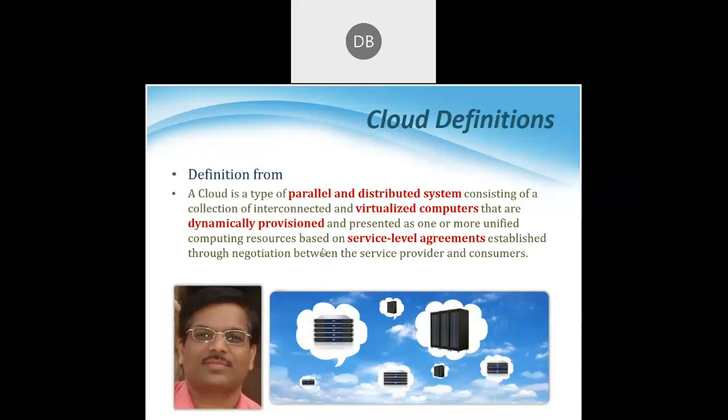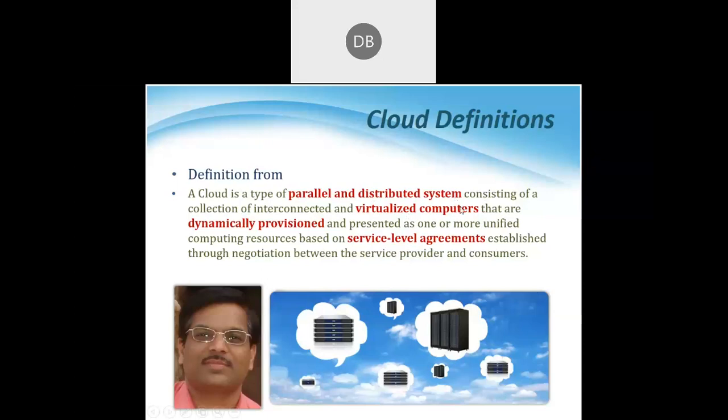So he has defined a cloud. A cloud is a type of parallel and distributed system. He said that cloud is an application of distributed systems and of parallel systems, consisting of a collection of interconnected and virtualized computers that are dynamically provisioned and presented as one or more unified computing resources based on an SLA, service level agreements.